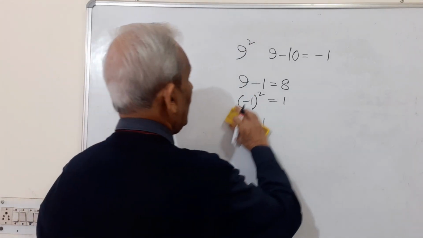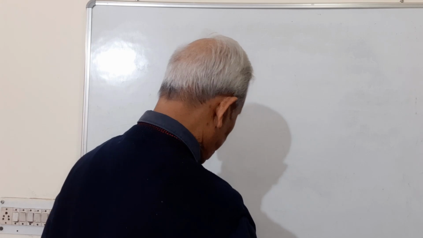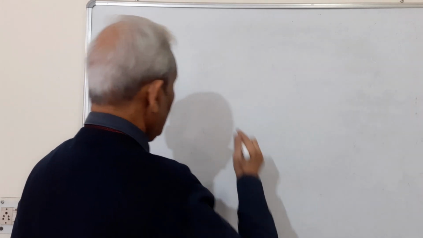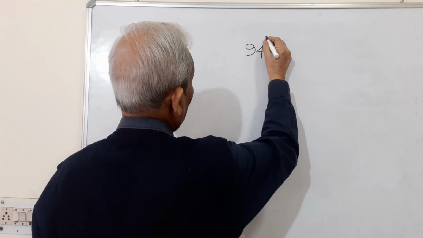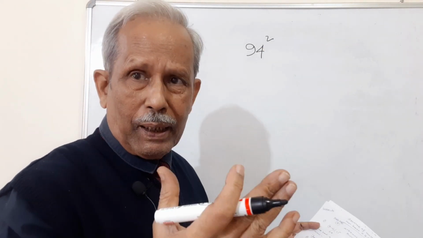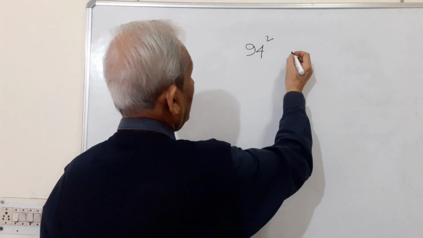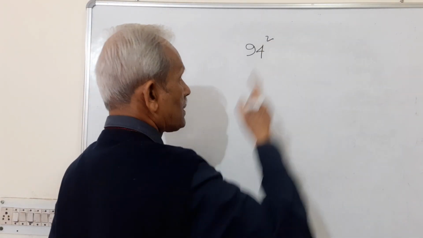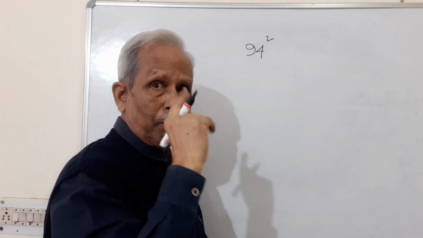So let us do the next problem, which is of 2 digits. Now let us take 94 square. Here you can understand that otherwise it is a bigger multiplication. So how can you do it? 94 square, here we need the difference from its base. What is the base here? I think you understand the base is 100.